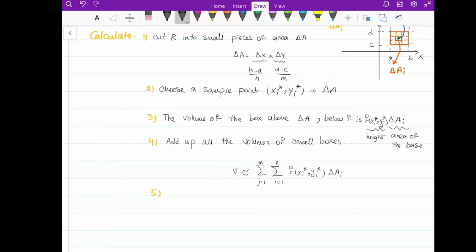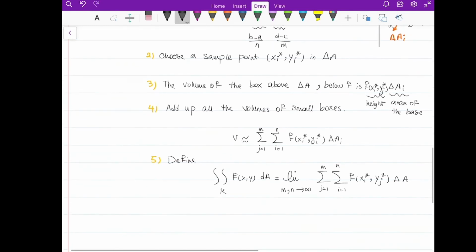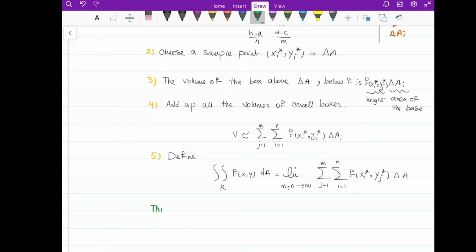Step 5 is to define it like this. If we take the limit, we can have a better approximation. That's why we define the double integral of f of x,y dA over the region R as the limit as m and n, both of them, go to infinity. It means we partition each of these intervals into infinite pieces, of the sum of i from 1 to n, j from 1 to m, f of x_i star, y_j star, delta A.